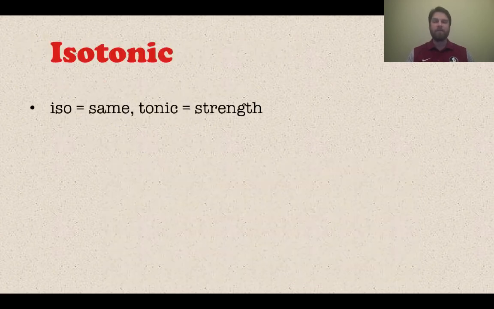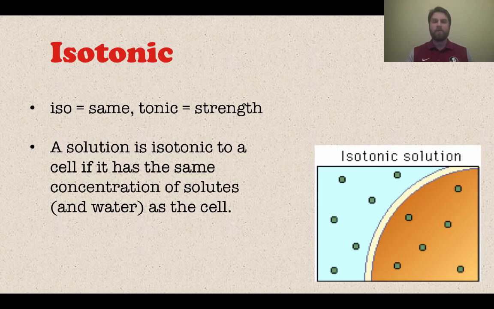So the three types of solutions we're going to start with are isotonic. Iso means same, tonic means strength. So this is same strength. A solution is said to be isotonic if the concentration of solute outside the cell and inside the cell is equal. You can see in the picture that we have an equal number of those green particles, the solute, inside and outside the cell. So both inside and outside is the same strength.